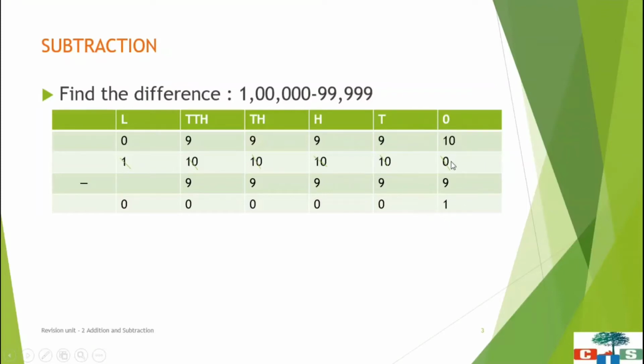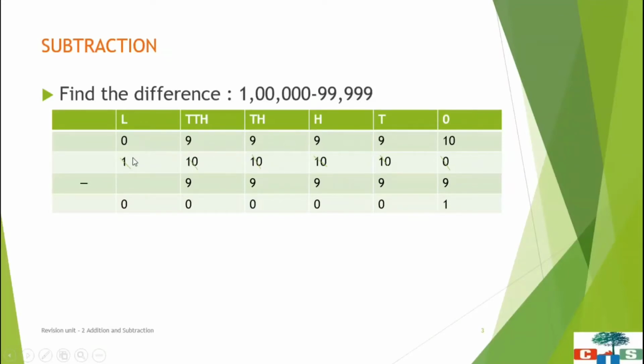Now we'll start subtracting from the ones place. See, 0 minus 9. Is it possible? No, it's not possible. So we will borrow from the next higher place value, that is from tens. But again at tens we can see that it's 0. We cannot borrow from 0. Same at hundreds, we have 0. At thousands we have 0. At ten thousands we have 0. We cannot borrow from 0. So we will borrow from the lakhs place.